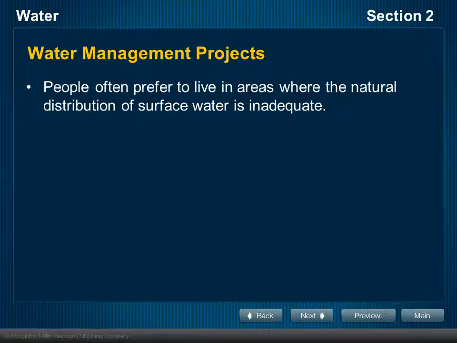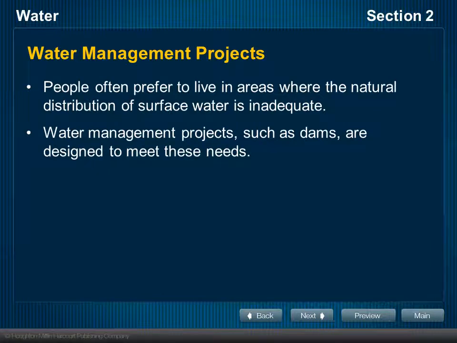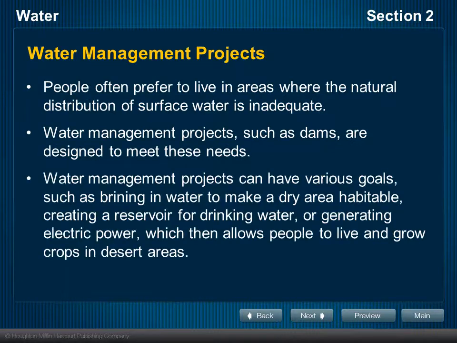We also, especially in industrialized nations, need to think about development. And in terms of water, this brings up what we call water management projects. People like to live in areas where there's a natural distribution of surface water that's inadequate. And so, what do we do to change that? We build dams, we reroute rivers. We can do all kinds of things in terms of engineering to meet the needs of people who want to live in an area in our modern age where water isn't available.